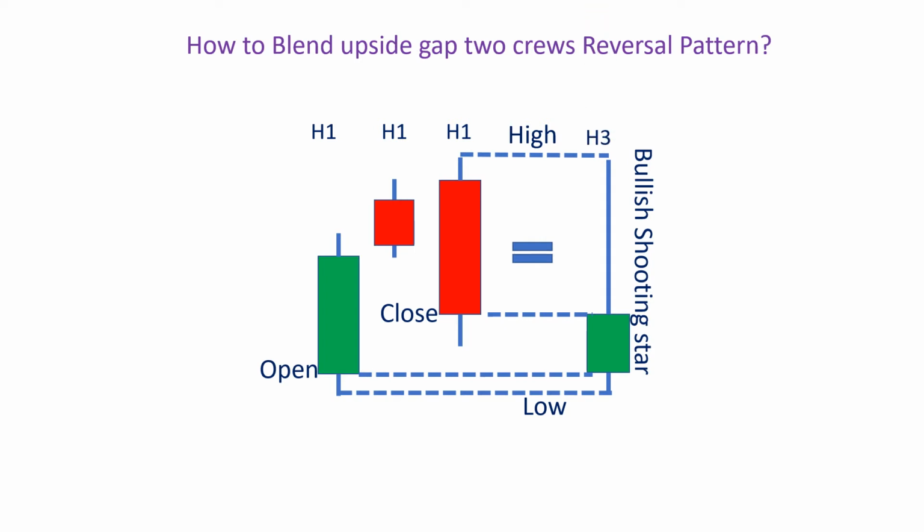You see, so far we have blended 7 well-known reversal patterns, and the outcome was nothing but bullish or bearish hammer or inverted hammer. And you didn't need to memorize their name or their instruction and go through all those complications. This is upside gap two crows reversal pattern.